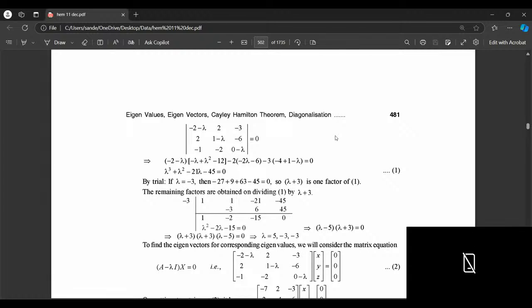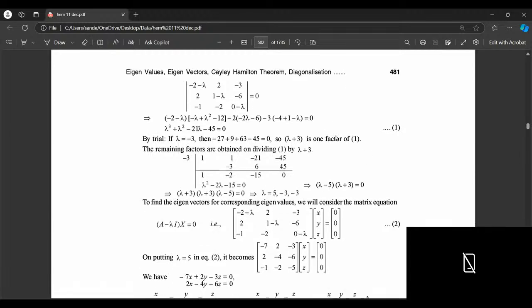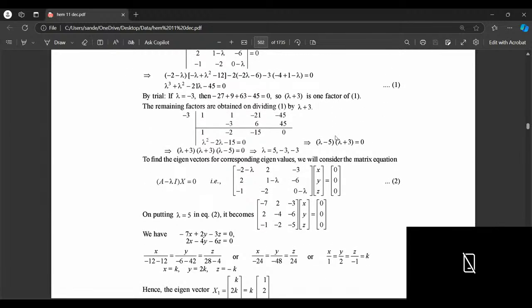Again simplify, you will get the roots 5, minus 3, minus 3. Therefore eigenvalues are 5, minus 3, minus 3. So corresponding to each eigenvalue, we can find the eigenvectors. We will consider the matrix equation here, matrix A minus lambda I into X equal to 0.